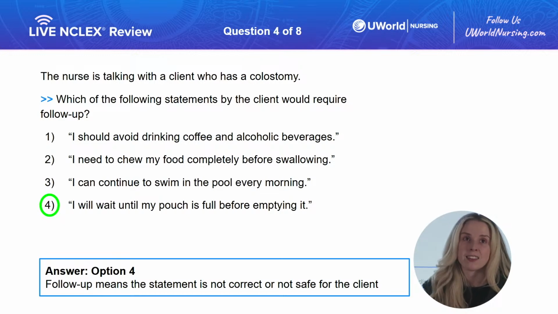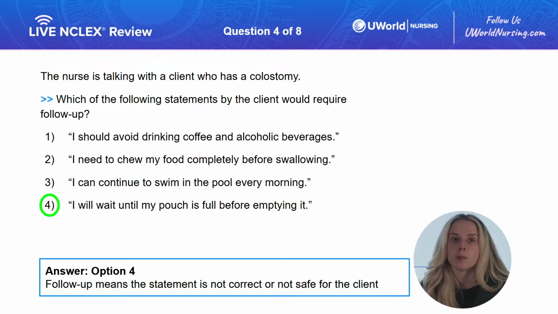It fills with both gas and stool, so it can fill up relatively quickly. The more full the bag gets, the heavier it gets, which can be uncomfortable. It can show through clothing. It also is going to weigh on that adhesive. So we want to make sure we're emptying it when it's about a third full to prevent spillage, to prevent it from being weighed down. And we don't want it, of course, to detach from the skin or make that adhesive detach from the skin.